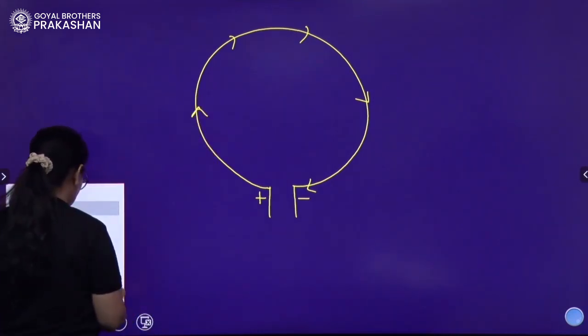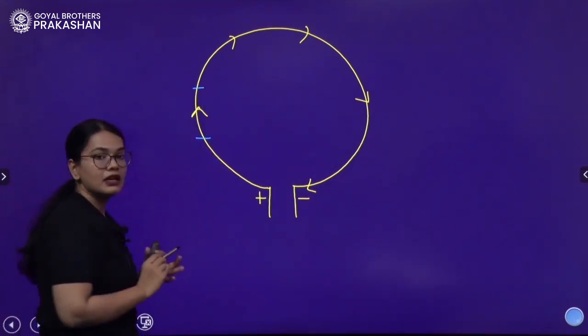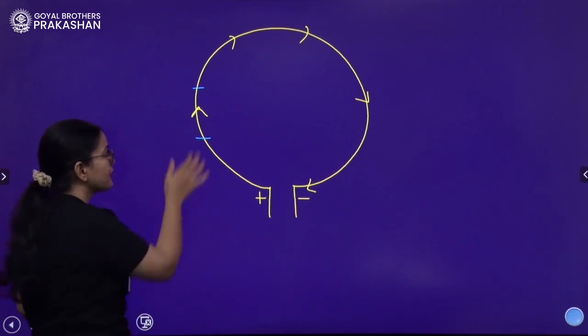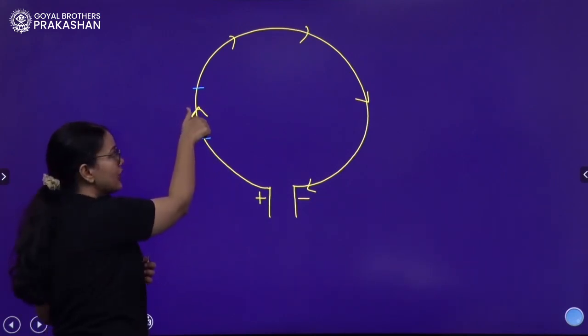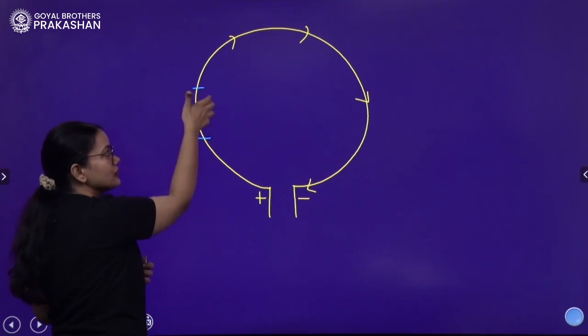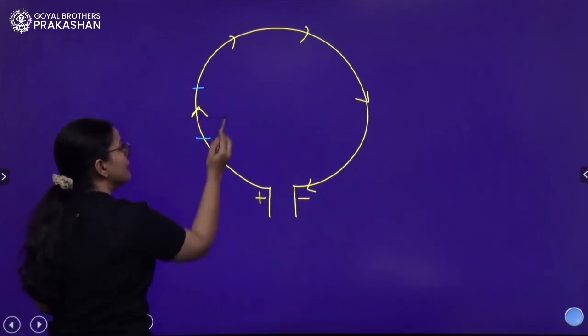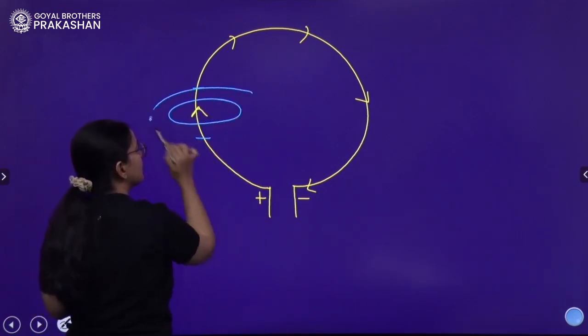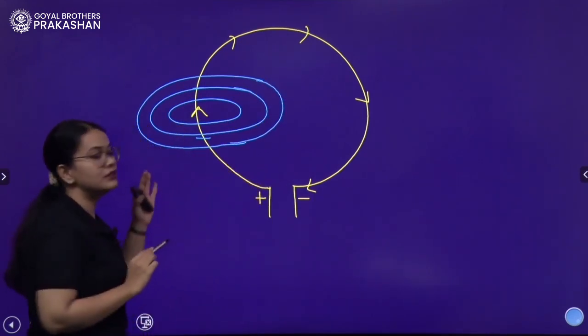Suppose I take this segment only, right? What is happening in this segment? Put your thumb in the direction of the wire, in the direction of the current, and close your fingers. So, the field lines are going in, coming out, going in, coming out. So, how will the field lines be? They will be concentric circles. This will be the shape.